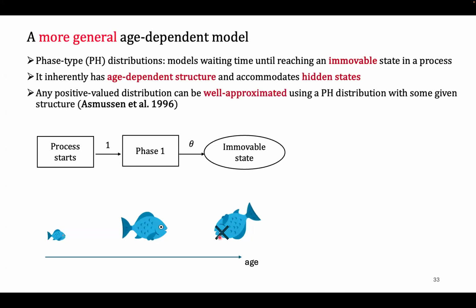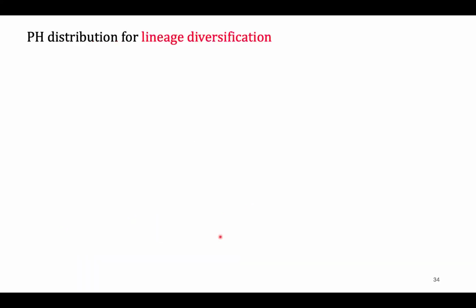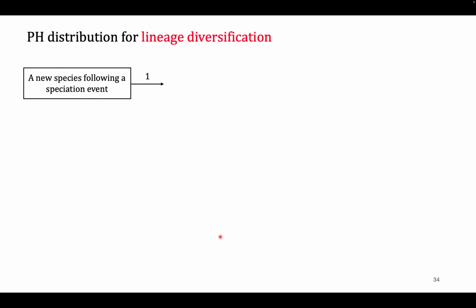Now, there's also an interesting fact about phase-type distributions. This is a theoretical result from a 1996 paper that says any positive-valued distribution can be approximated using phase-type distributions. This is good because times are positive. Times are always modeled by some positive-valued distributions.